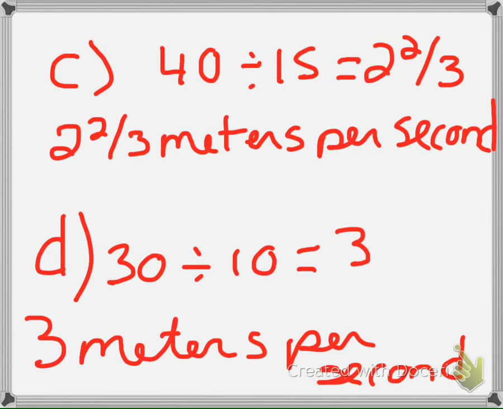C asked me to write out what Milo's walking rate is, and so I just took my work from up above. 40 divided by 15 gives me 2 2/3, and then you need to label this. Do not just put 2 2/3 on your paper. This is 2 2/3 meters per second. I repeated that for Mira. 30 meters divided by 10 seconds gives me 3 meters, and that represents 3 meters per second, for 1 second.